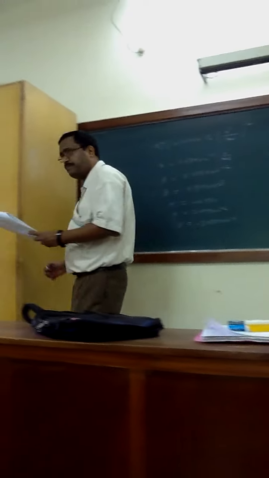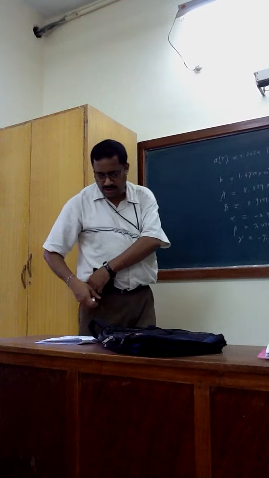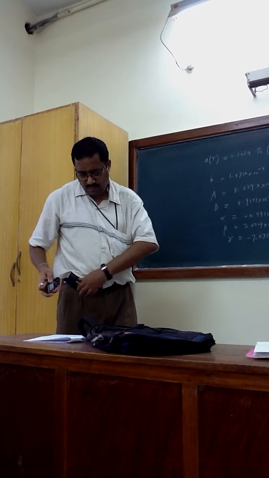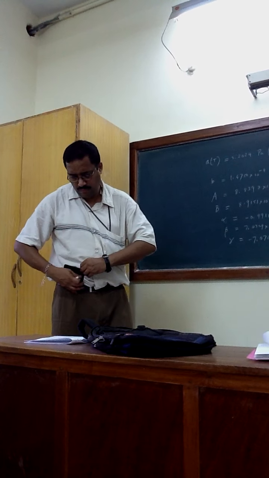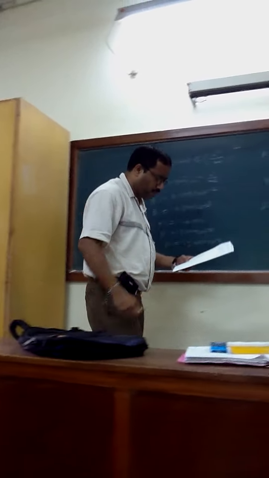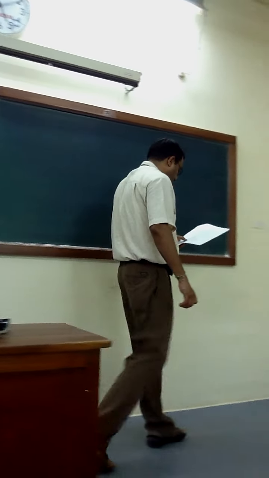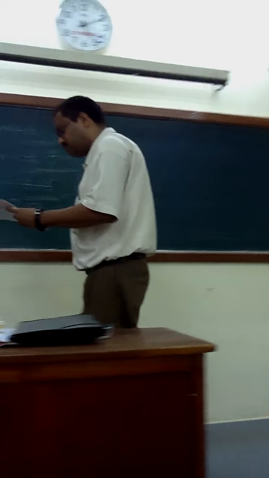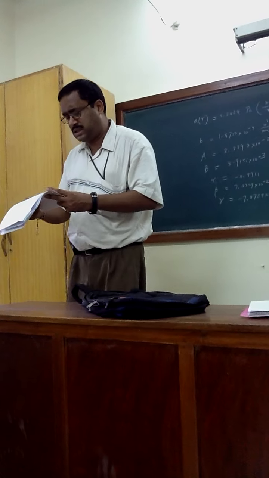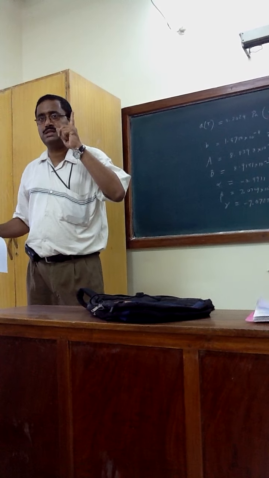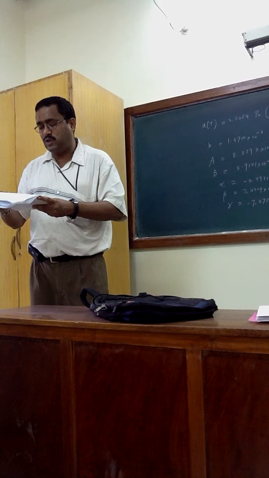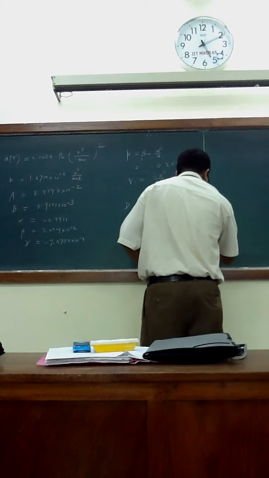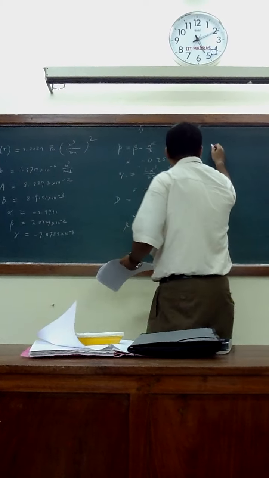How much is it coming? Minus P cube by 27. It should come positive. Just one answer, please. Yes, 2.5088. Again, you are doing the same mistake. 2.5088 10 to the power minus 2. Cos theta.